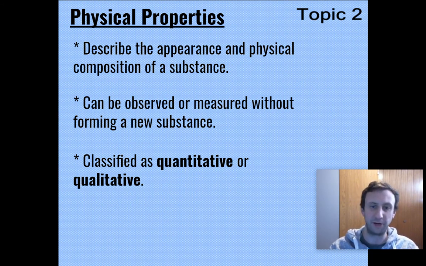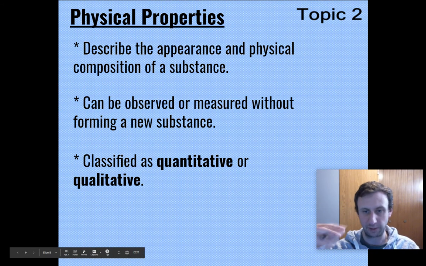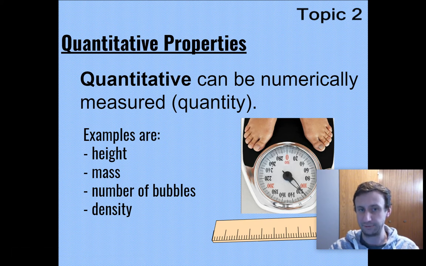Now, when I look at physical properties, they can be classified as either quantitative or qualitative. I don't have my drawing tools here, which is unfortunate, but we're going to talk about what that means. Quantitative is when I have something that is measured by an instrument and I have a number as a result. Really, how you want to think about it is that it has a number attached to it. So it's numerically measured. Some examples: height, mass, density. These are all quantitative things.